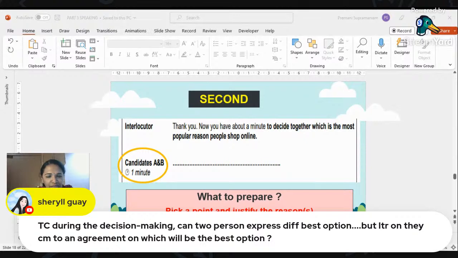Teacher, during the decision making, can two persons express different best options? Okay, deciding is together. But I'm asking you, if you give two different options and you're giving reasons, is it decided together? That's my question. So it is not doing something out of the box. You're actually out of topic.